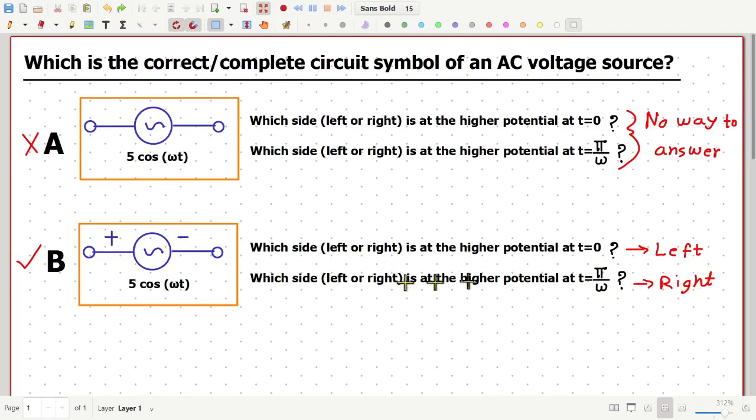We can answer these questions just because we have these plus minus signs. Without this, we cannot answer these questions and therefore this representation is incomplete.